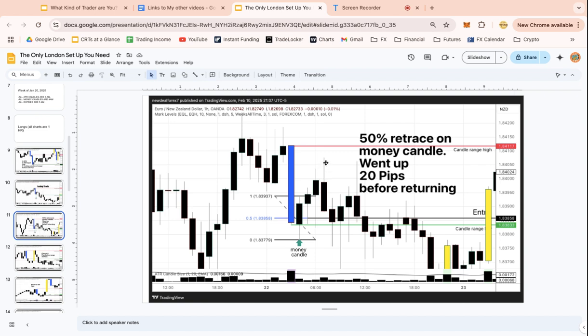Price did come up, and at its highest point it was close to the top of the range before it did retrace, but this would have been good for about 20 pips.